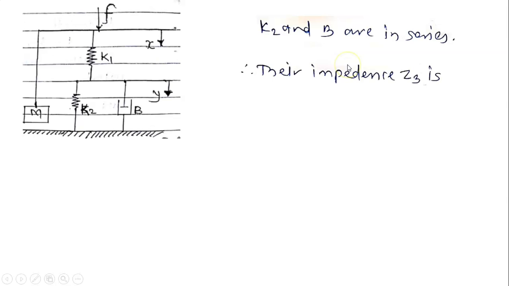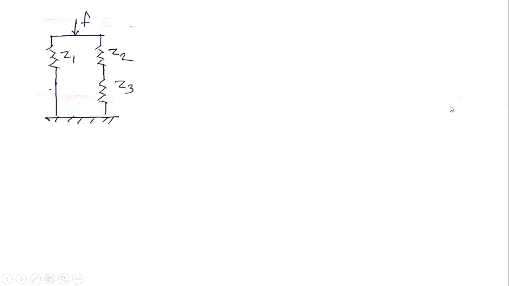Again, the same diagram is there. K2 and b are in series. Therefore, their impedance Z3 is equal to BD plus K2. Now, these Z1, Z2, Z3, we will draw it again. Therefore, this is nothing but Z1, Z2, Z3.